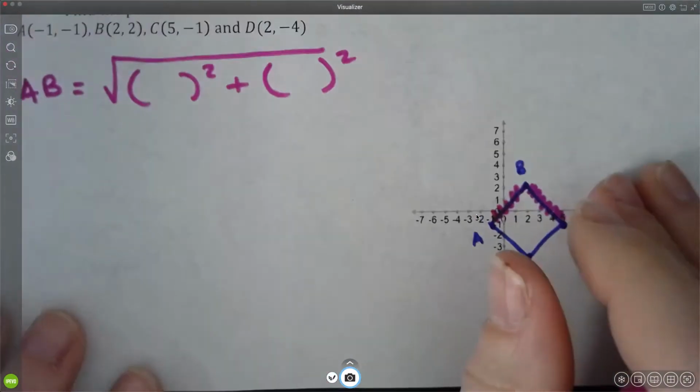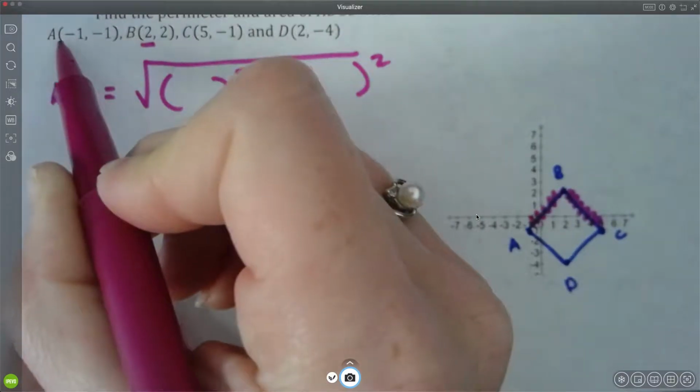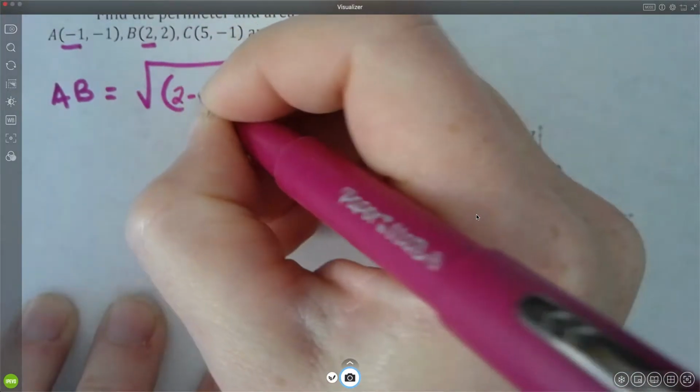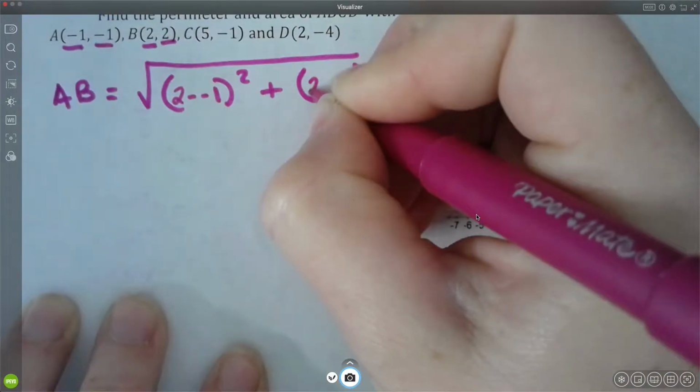If you forget it, you're taking x2 minus x1, y2 minus y1. Okay. So if I want my second x coordinate to be 2, I take 2 minus -1. Same thing for y2 minus y1. So 2 minus -1 again.